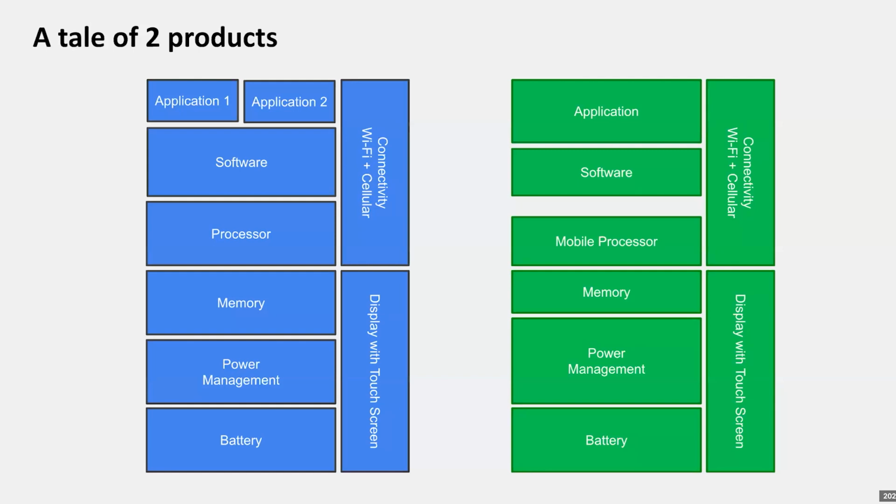Okay, very simple slide. It has two different products. The left one, the blue product, and the right one, the green product, is an internal block diagram of modules of two real products. And I'll show you the picture of these two real products a little later. Do you think these two products should be very similar? Both have batteries, both have power management, both have displays with touchscreen, both have memory, both have processors, both have software, both can run applications, both have connectivity. Right? They seem to be very similar products. Do you agree they're similar or not?